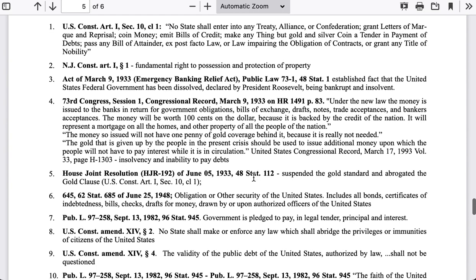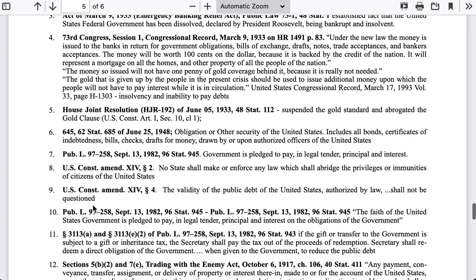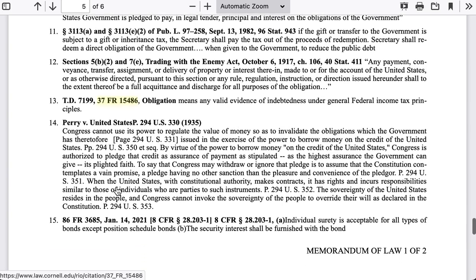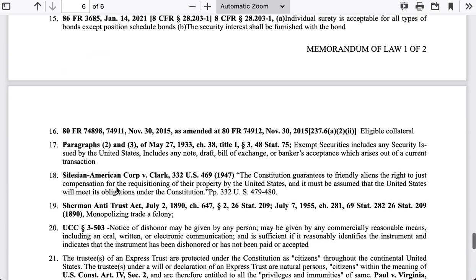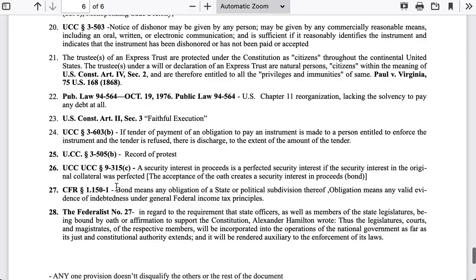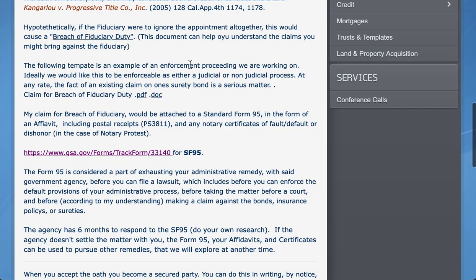I didn't really go into them, but as you see, we're talking about the Emergency Banking Relief Act, HJR 192, the Trading with the Enemy Act, and the Gold Clause. We're going through a bunch of different memoranda of law that set out the grounds for discharge. The following template is an example of an enforcement proceeding we are working on. Ideally, we would like this to be enforceable as either judicial or non-judicial process. So that's what I was getting at.